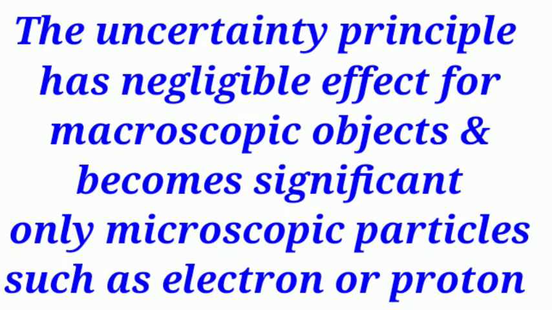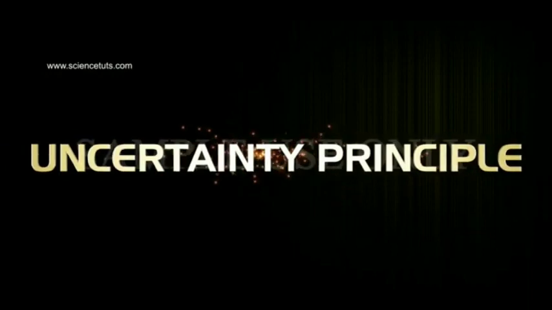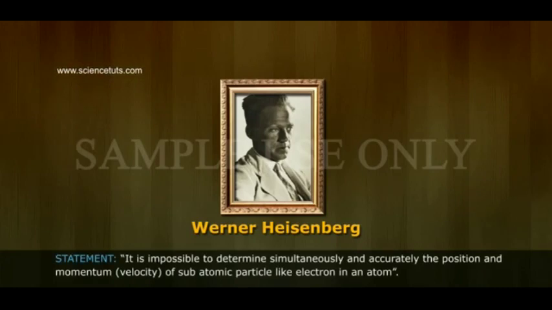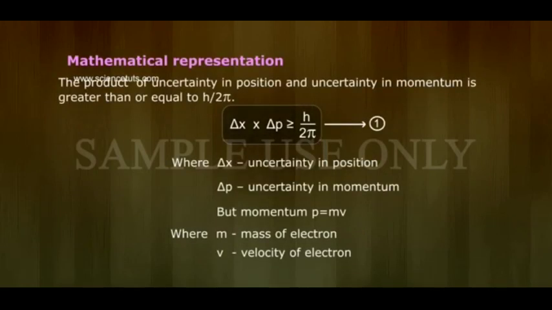So that's all about the Heisenberg uncertainty principle. In 1927, Werner Heisenberg proposed the uncertainty principle. Statement: it is impossible to determine simultaneously and accurately the position and momentum, or velocity, of subatomic particles like an electron in an atom. Mathematical representation: the product of uncertainty in position and uncertainty in momentum is greater than or equal to h by 2 pi. Delta x into delta p is greater than or equal to h by 2 pi.